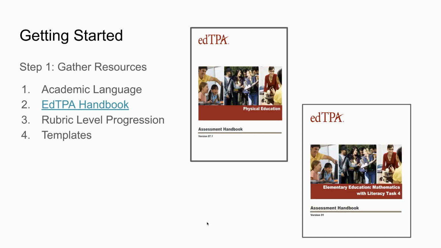At any time in the video, feel free to pause, come back, review. Step 1 is gather resources. These resources are going to be available once you register for the EDTPA. There are handbooks for every single subject area. And in those handbooks, you're going to get content-specific pedagogy that you need to take into consideration. For example, in mathematics, you will need to focus on conceptual knowledge and procedural fluency. And always check the EDTPA handbook for what you need to focus on in your subject-specific area.